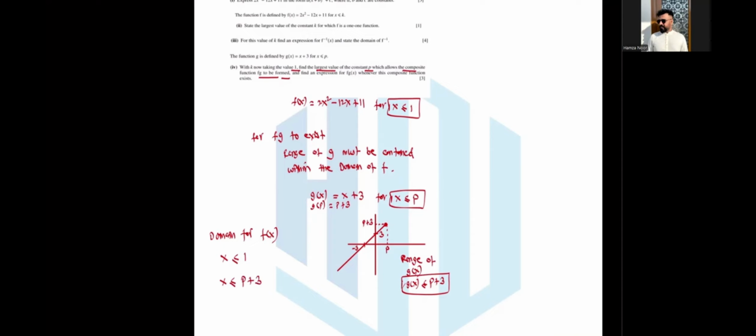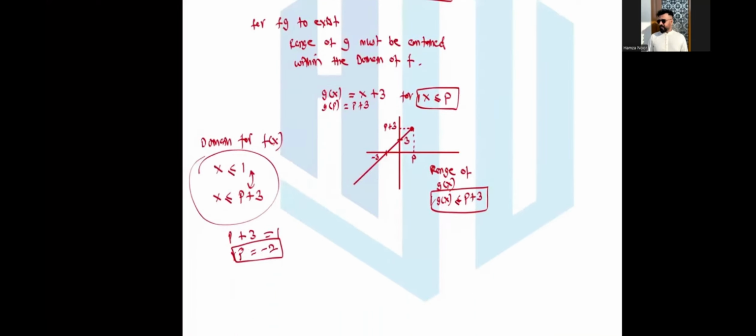Make sense or not? So if we just make a comparison, we can say that p plus 3 is equal to 1, meaning p will be equal to 1 minus 3, therefore p is equal to minus 2. So when p is equal to minus 2, we can say that the range of g is contained within the domain of f. This is the largest value of the constant p. We have just made a comparison of these two inequalities. The range of g will become the domain for f. This is the largest value of p.